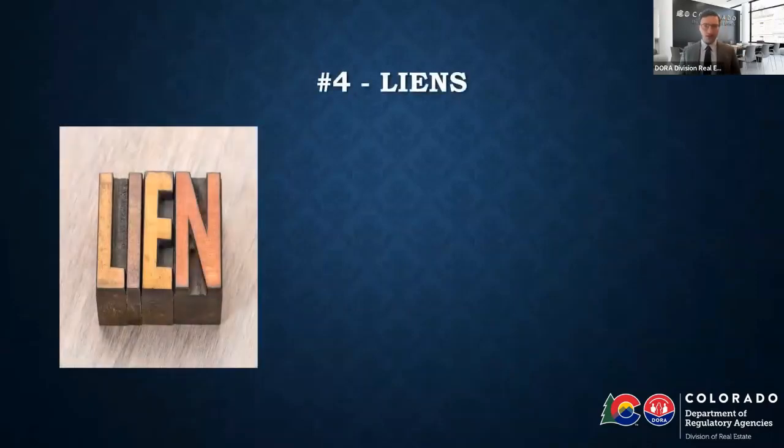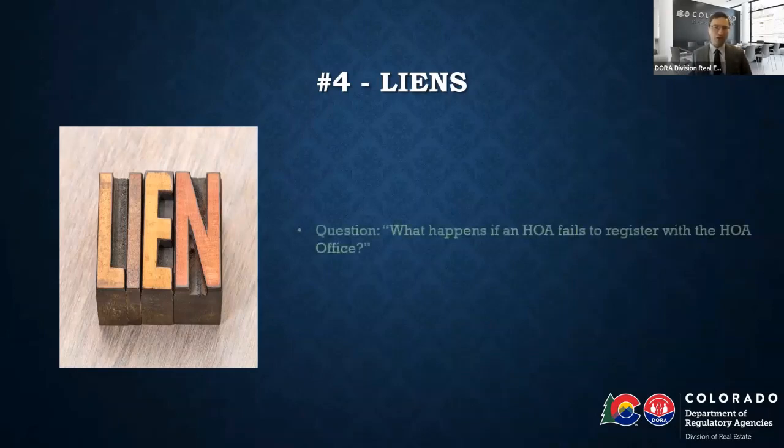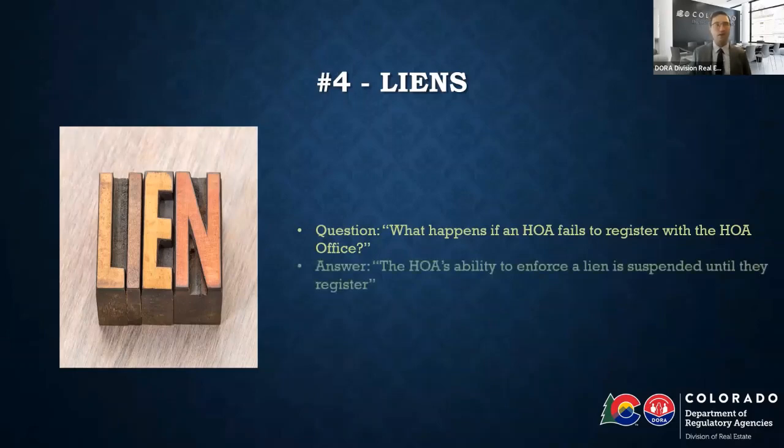Up next, we got liens. A lien's a legal claim against a property used as collateral to repay a specific debt, or in our example, it would be HOA assessments. We usually don't receive too many complaints about liens, but we do commonly get asked the question, what happens if an HOA fails to register with the HOA office? The answer to that is the HOA's ability to enforce the lien is suspended until they register.